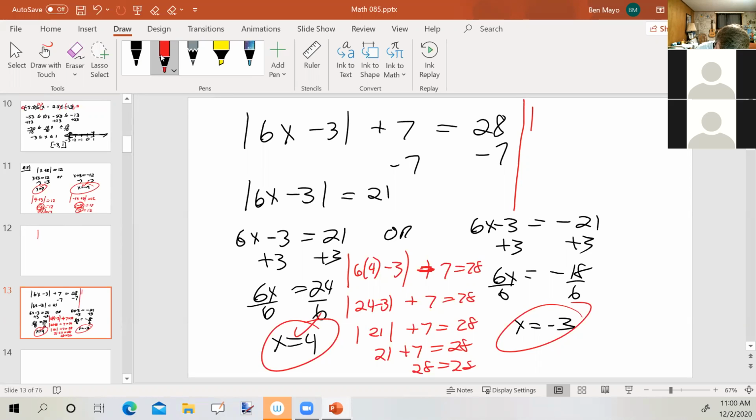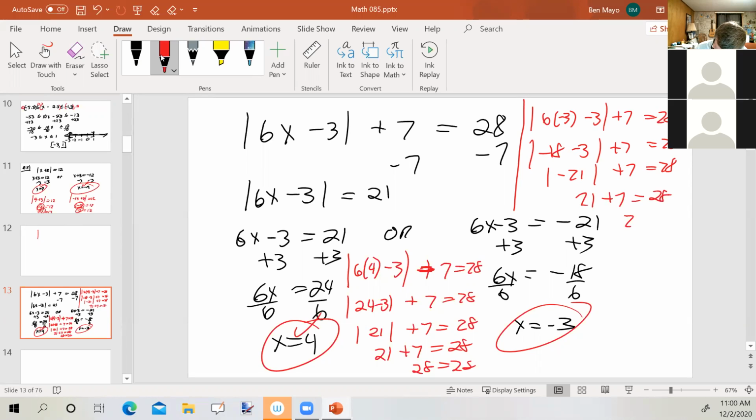Let's take x is negative 3, and let's check that. We'd have the absolute value of 6 times negative 3 minus 3 plus 7 equals 28. The absolute value of negative 18 minus 3 plus 7 equals 28. The absolute value of negative 21 plus 7 equals 28. But the absolute value of negative 21 is 21.